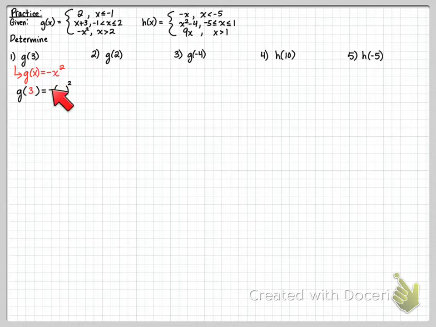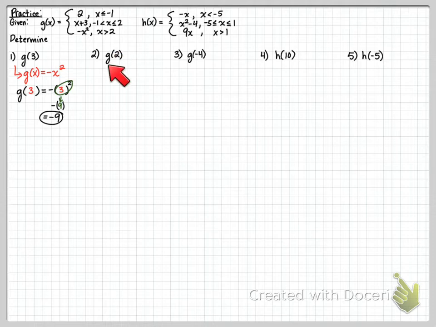Notice this negative drops down, and we're going to plug the 3 in just to that x right there and square that. So when it's a negative x squared, we bring down the negative. We do not put the negative on the inside of the parentheses. Now we're going to evaluate 3 squared, which is 9, and bring down that negative. So g of 3 is negative 9.